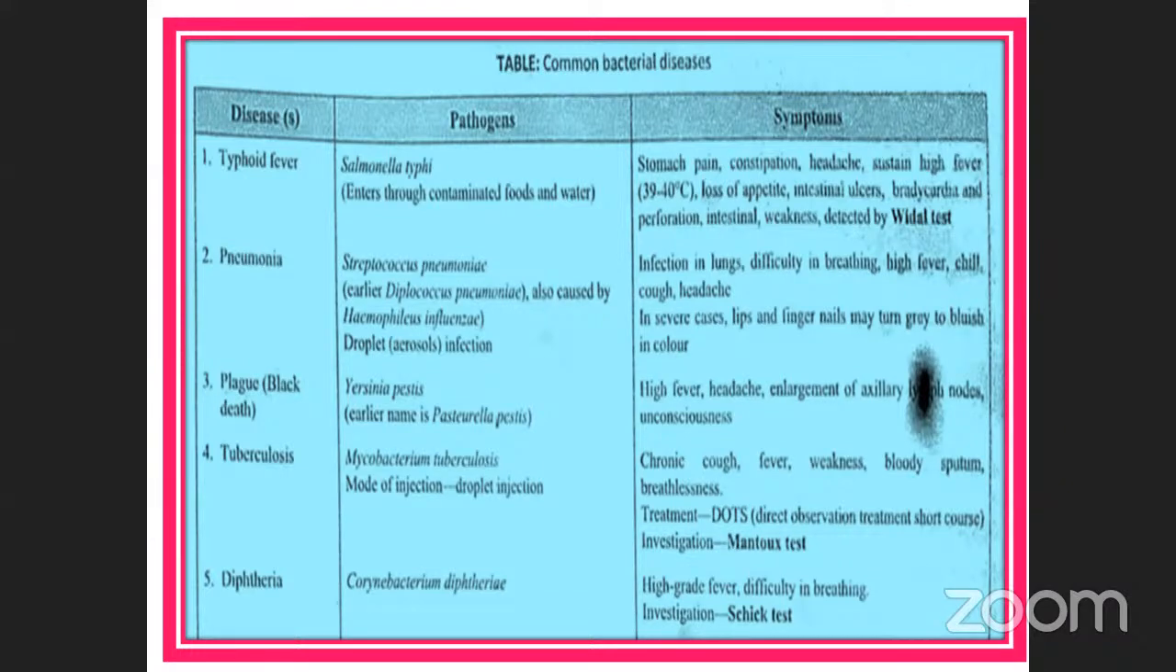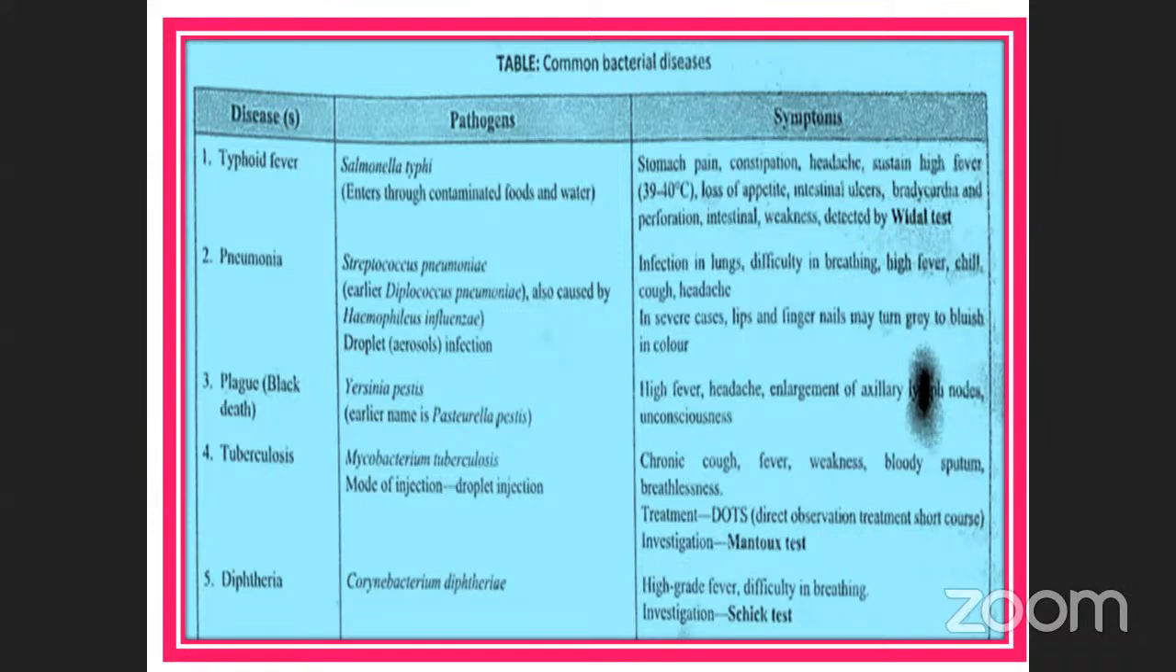It can easily spread through air when you are sneezing. The microorganism can easily spread through droplets. As a result, when it reaches a healthy person, infection in the lungs, difficulty in breathing, high fever, chill, cough, and headache. In severe cases, lips and fingernails may turn gray to bluish in color. Why does it happen? Due to the production of endotoxin substances, and the RBC; we will discuss that also.